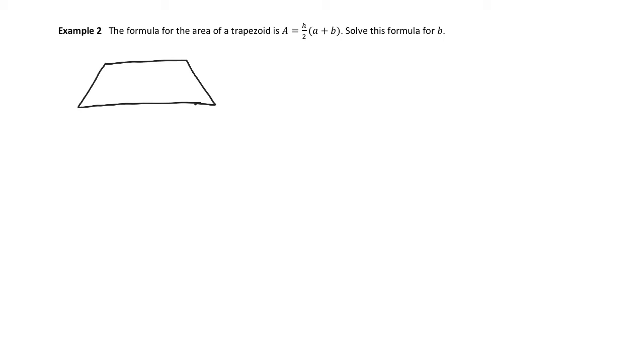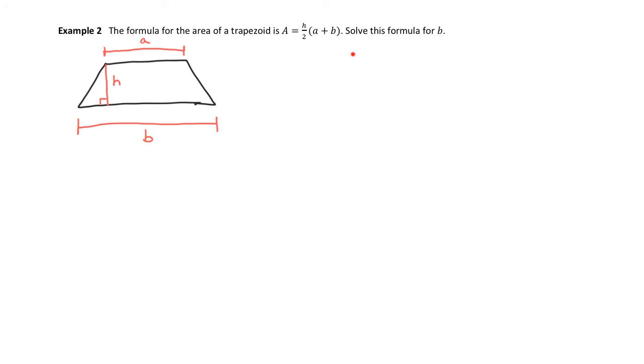H in the formula would represent the height, that's the distance from the bottom to the top. The values of a and b represent the lengths of the top and the bottom. So I'll say that this is h, this is a, and this is b. If you know those values, you can plug them into this formula to determine what the area of this object is. But for this question, really all I'm looking to do is rewrite the formula.